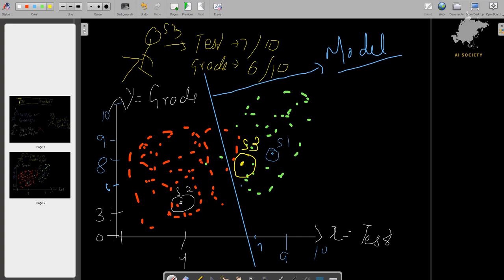That means according to the learning from their previous data, the model is suggesting that this S3 student, who has a test score of 7 by 10 and a school grade of 6 by 10, should be accepted in the university. And if your answer was yes, you're good. Basically the answer was yes here. So now this whole process that we did here is called logistic regression.